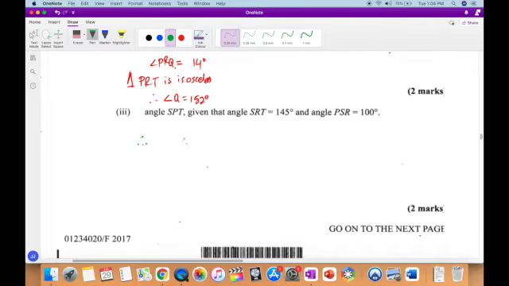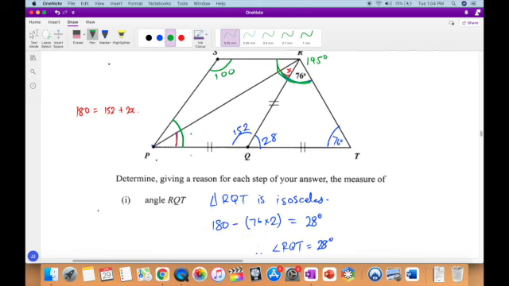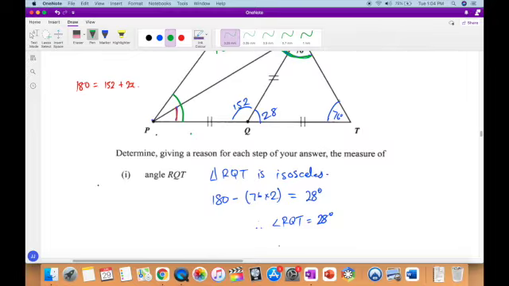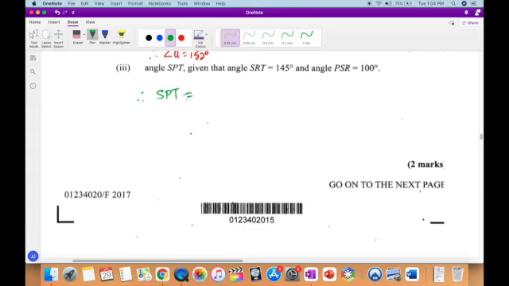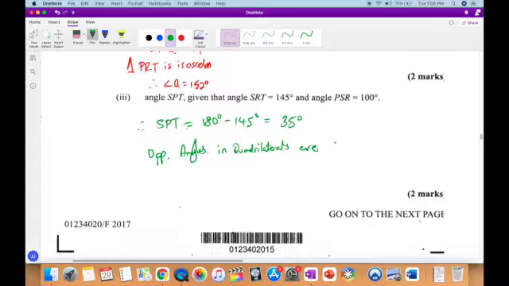So therefore, SPT will be 180 minus 145 degrees, which is about 35 degrees, and SPT, because opposite angles in quadrilaterals are supplementary.